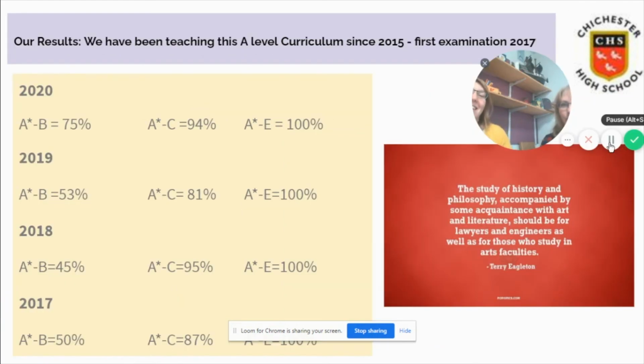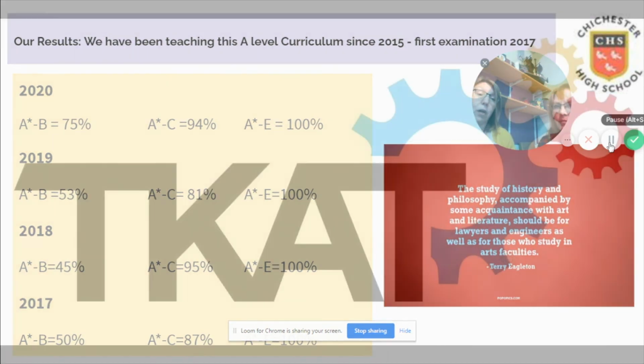As you can see, these are our results since we first started teaching in 2015, with the first examination in 2017. And you can see that over the last 4 years, 100% have passed their A-level course, and we have had steady improvement in our A-star to B and consistency through A-star to C. So people that come and study history here do well at history here and tend to fly.